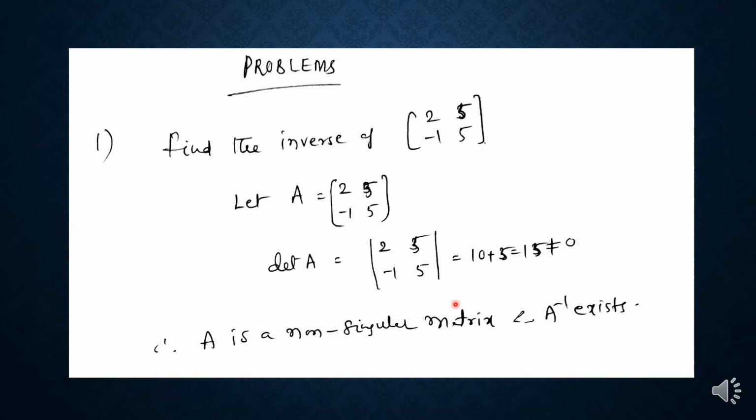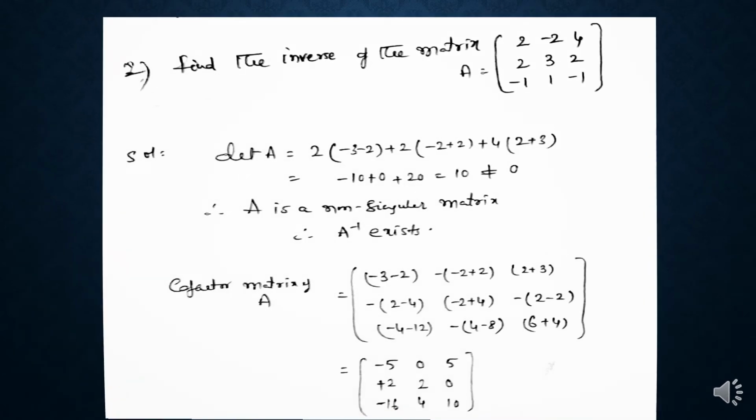So what is A inverse for the 2 by 2 matrix? So what is the inverse of 2 by 2 matrix? That is, so that is 1 by 15 into 5 minus 5 plus 1 2. 5 minus 5 plus 1 2 is the inverse of this matrix.